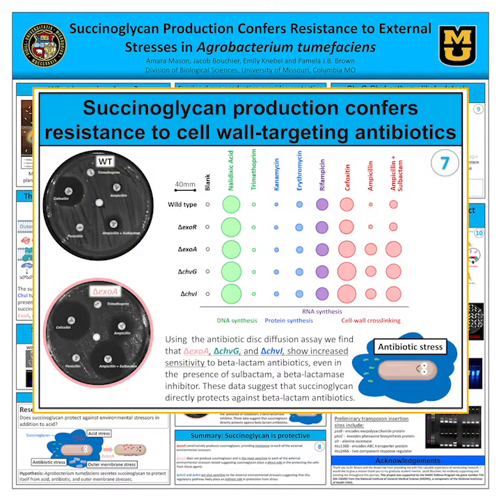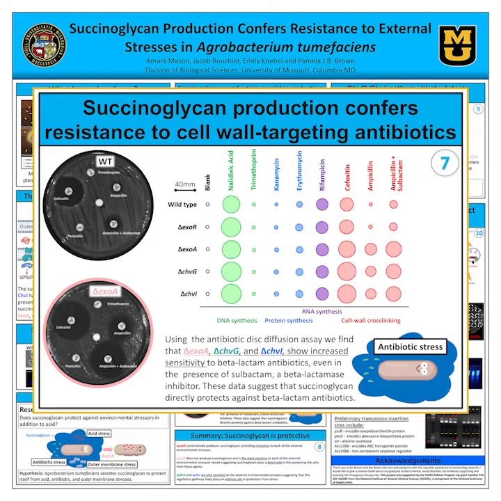At the bottom center panel, I test the ability of succinoglycan to protect from antibiotic challenges. To do this, I use the disc diffusion assay. As the antibiotic diffuses into the agar, it will inhibit the growth of sensitive bacteria. The clear regions you see surrounding certain discs is the zone of inhibition. The larger the zone of inhibition, the more sensitive the bacteria are to that antibiotic.